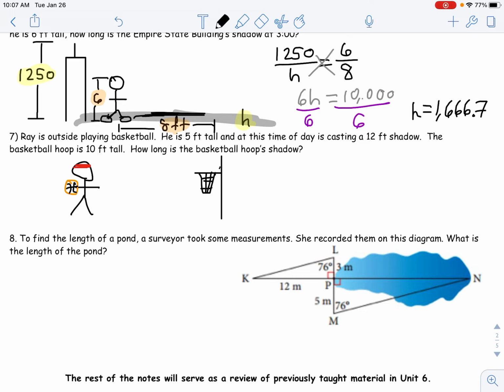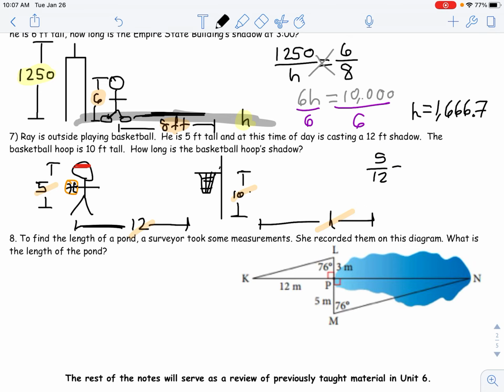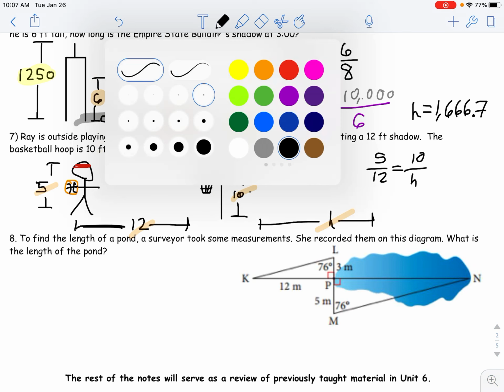Alright. So Ray, again, a bunch of little people, only 5 foot tall. But maybe he's only like 4 years old, and maybe he's a giant 4-year-old. Who knows? 12-foot shadow. Basketball hoop, actually its height to the rim is 10 feet. What's the shadow length? All right, you might be able to use common sense. Well, if this is 5, 10, 12, 24. If the height is double, the shadow length will be double. But nonetheless, let's just write this out so we can practice.